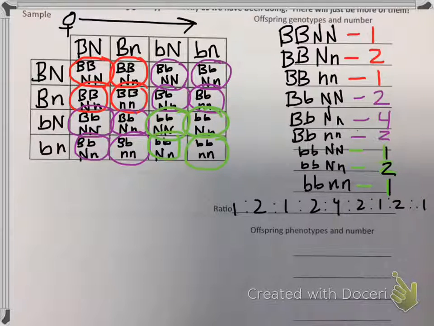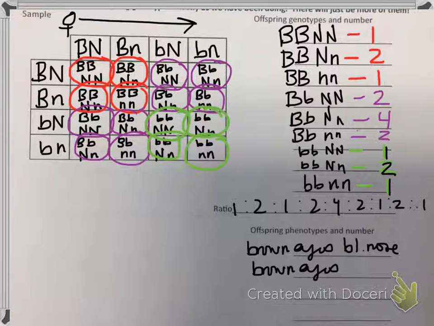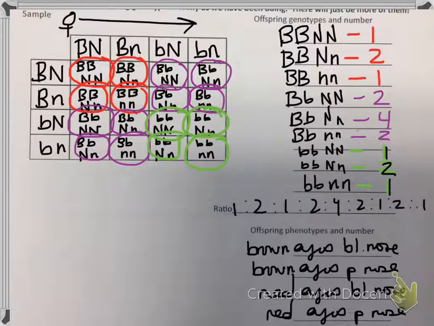Now, the easy thing is that there are only 4 possible combinations for phenotype. You can have brown eyes with a black nose. You can have brown eyes with a pink nose. You can have red eyes with a black nose, or red eyes with a pink nose. That's not so bad.